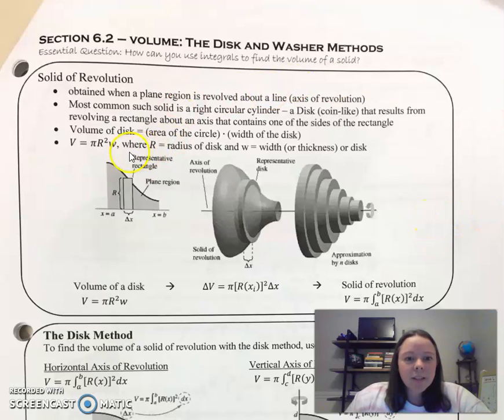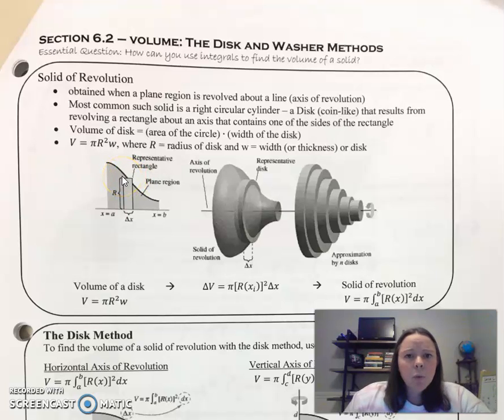So the idea is we're going to take a curve graphed in the plane region, which is what we're used to, and we're going to revolve it around an axis of revolution to create a three-dimensional shape. That's what's being demonstrated here. We're taking that curve and revolving it around, in this case, the x-axis.